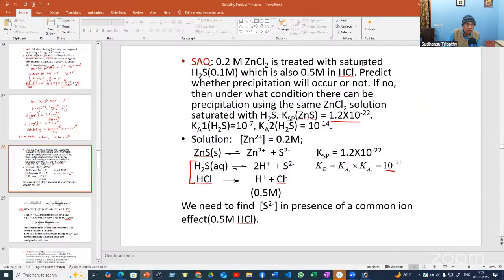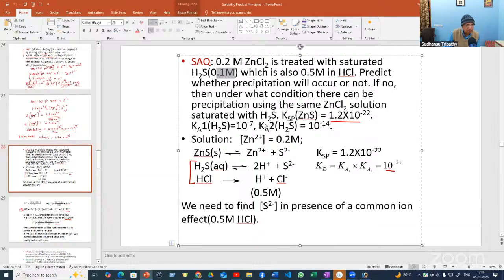Now here, see how common ion affects both homogeneous and heterogeneous equilibria. They are playing interesting roles here. 0.2 M zinc chloride is treated with a saturated H2S solution. Saturated H2S is always 0.1 M, which is also 0.5 M in HCl. Some HCl has been added so that the molarity of the H plus ion is 0.5. Predict whether precipitation will occur or not.